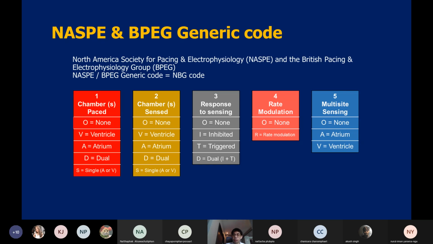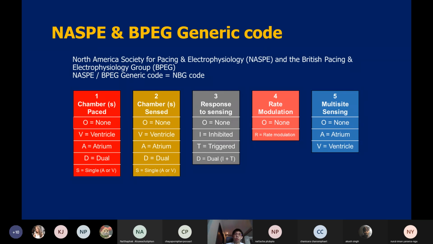The fourth letter is the rate modulator. This is the function in which the pacemaker could control the rate according to the activity of the patient. They can use a lot of indicators to tell that the patient who was implanted with a pacemaker is moving, exercising, or at rest. If the patient is exercising, they require a higher heart rate. So the rate modulator will increase the rate of pacing by itself.